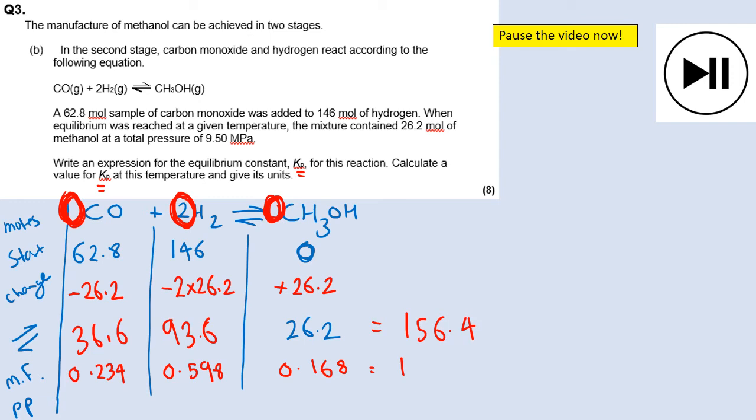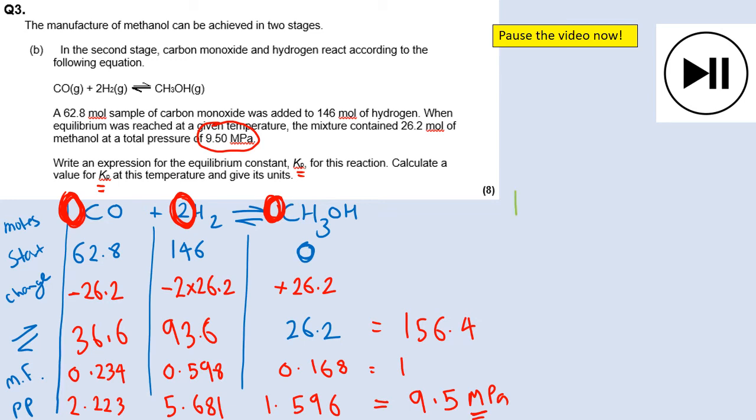Yes, it does. Then to work out my partial pressure, I multiply the mole fraction by the total pressure. Total pressure, 9.5 megapascals. So all I'm going to do, 0.234 times by 9.5 equals 2.223. And then 0.598 times by 9.5 equals 5.681. And finally, 0.168 times by 9.5 equals 1.596. Now when I add all of those together, I should get my total pressure, which is 9.5 megapascals. Notice the units here, by the way, megapascals. Okay, right, long-winded I said, right? It's 8 marks.